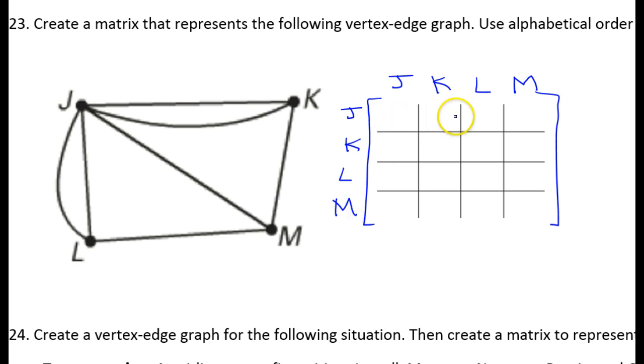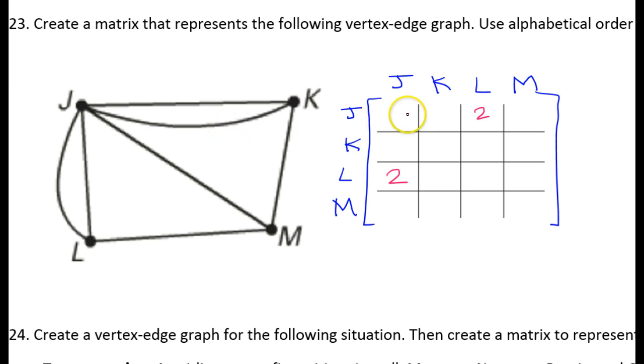So, each entry represents the number of connections between the vertices. For example, between J and L, you can see that there are two connections. That's why between J and L, there will be a 2. And there will be a mirror image of that here between L and J. It's a two-way street. Two connections between L and J, or J and L.